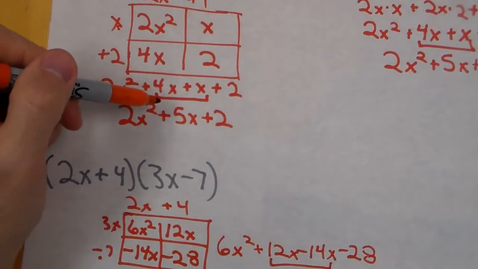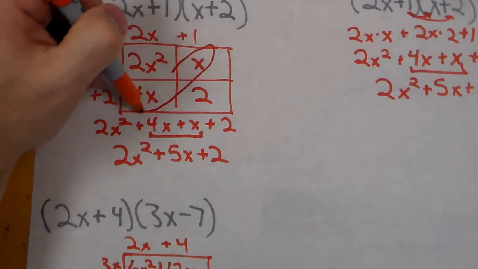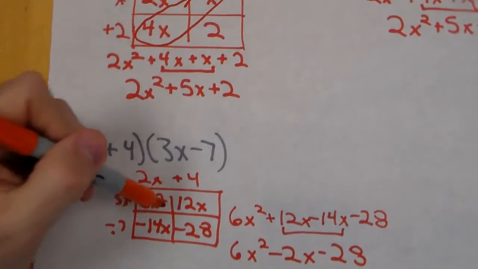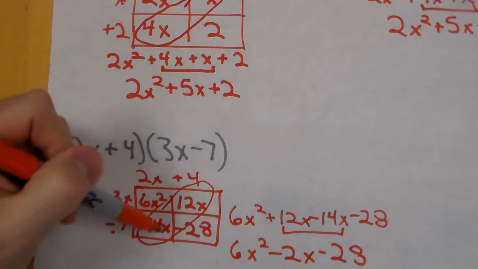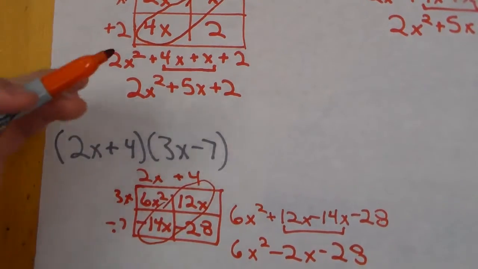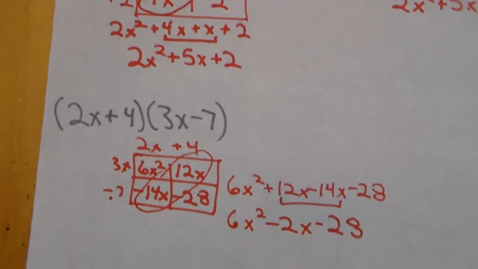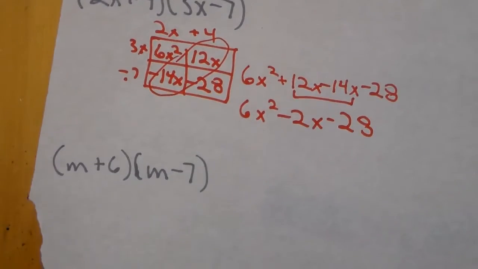But I had these like terms here as well, and these actually came from this diagonal, and these came from that same diagonal. And that's something that's going to occur. These like terms will show up on the diagonals. Not every time, but in this case, we can use those to help us out as well. So let's go to our next one.